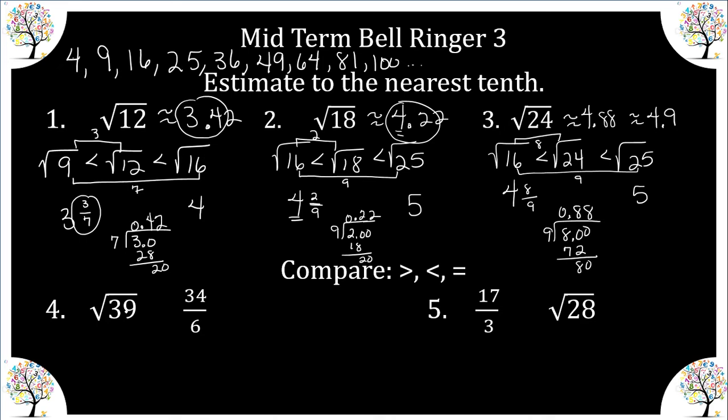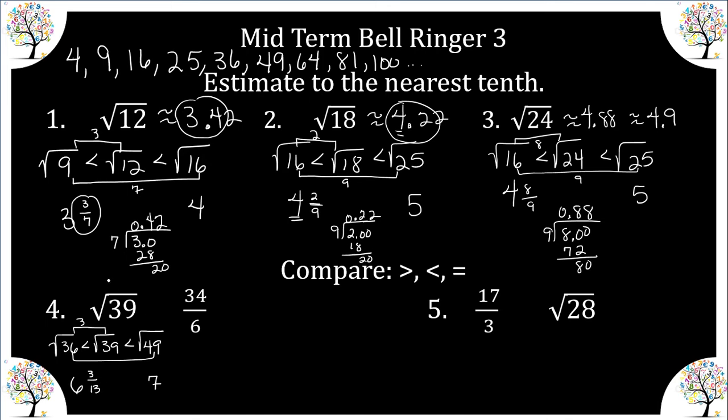Now let's compare this radical 39 compared to 34 over 6. So the square root of 39 comes between the square root of 36, which is less than the square root of 39, which is less than the square root of 49. So we know the square root of 39 comes between 6 and 7 on the number line. So the fraction part from 36 to 39 is 3. And from 36 to 49 is going to be 13.